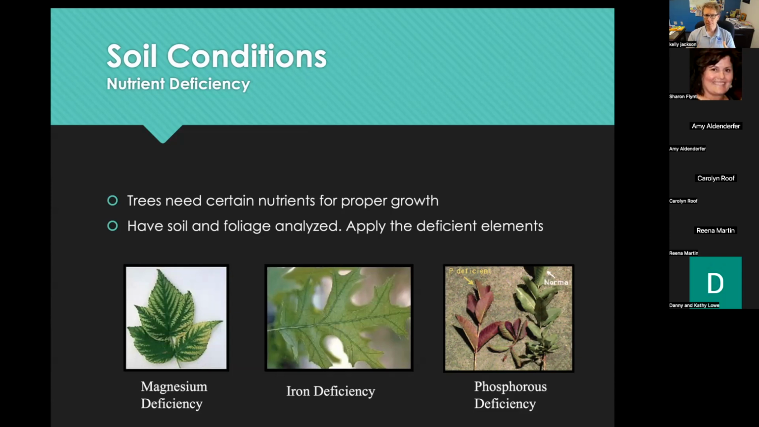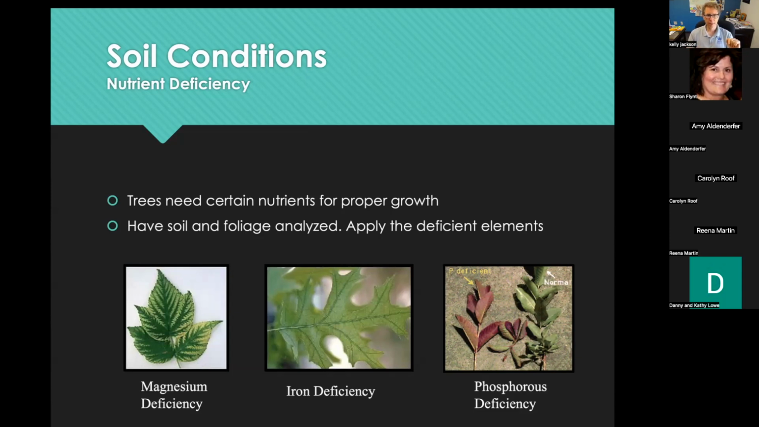And you can go a step beyond that and have the leaves, the foliage, analyzed too. UK doesn't do that test, but there's private labs that do. It's not super expensive, and you pick leaves off of your tree and you send this bag of leaves to them and they analyze them and tell you how much nutrients are actually making it from the soil to the leaves. And that can be very helpful too.